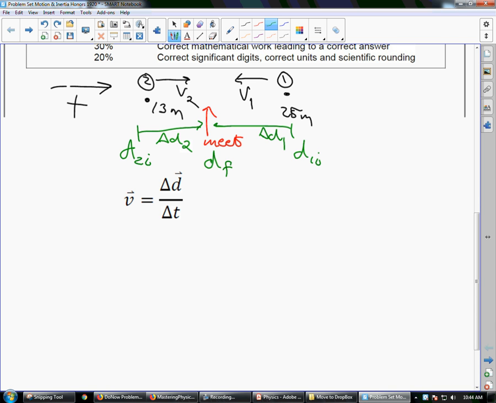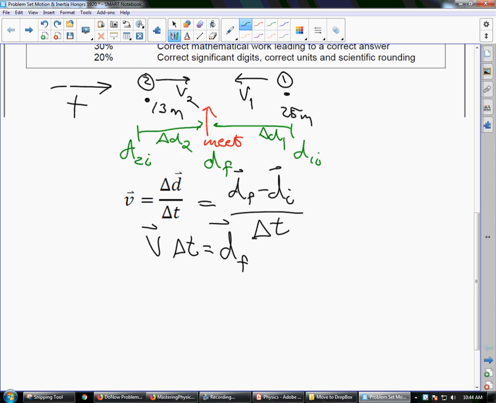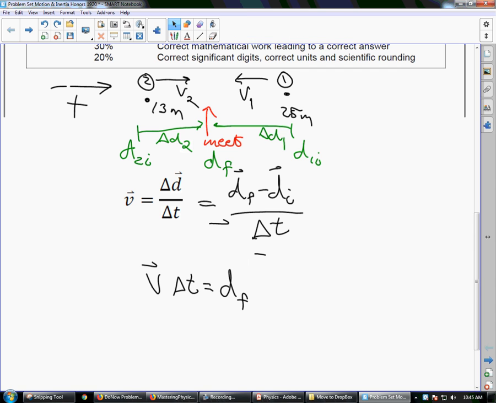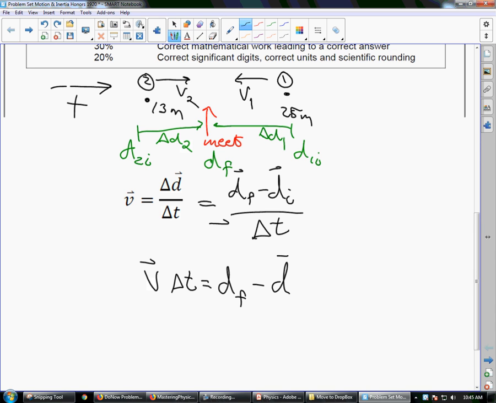So, I'm going to rewrite this slightly. I remember that delta is always change, right? So it's final minus initial, like it's written on the walls. So I'm going to put D final minus D initial over the amount of time that elapses, delta T. And that's true for each of them. So if I rearrange that, I can say, well, their velocity times delta T equals D final, which is a vector also. Oops, I forgot my vector symbol. Minus D initial.